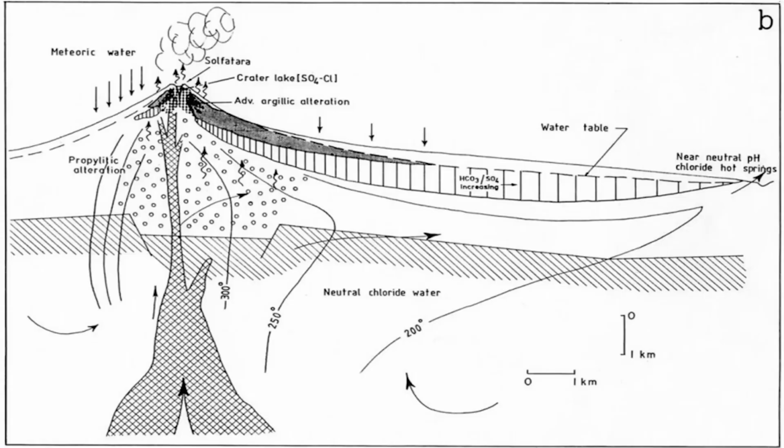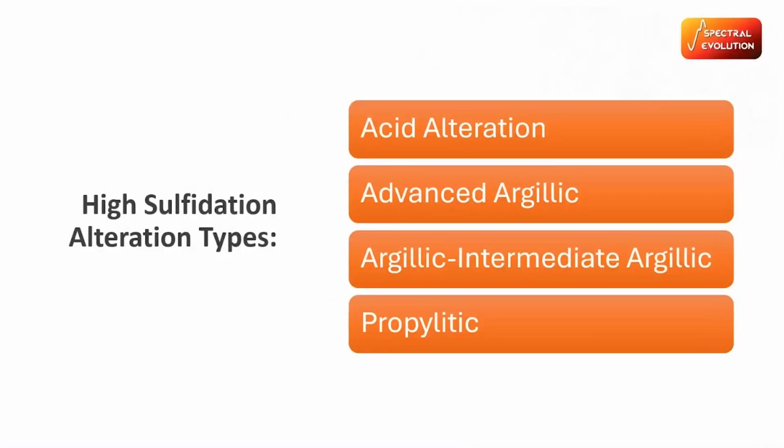There's a type of argillic alteration that can occur, called argillic to intermediate argillic, and this alteration is found between the propylitic alteration and the advanced zones here, the propylitic alteration being that outermost alteration zone. So all these alteration zones have different mineral assemblages that we'll talk about. So high sulfidation alteration types are acid alteration, advanced argillic, argillic intermediate, and propylitic.